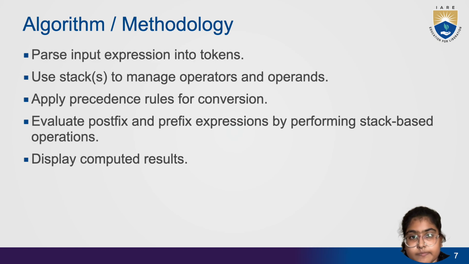For evaluation, the algorithm pops operands and applies operators as it moves through the expression. The same logic works in reverse. We just process the expression from left to right. This modular structure ensures that each part of the process, conversion, evaluation, and display, works independently, but it also integrates seamlessly. Let us now take a look at the code.